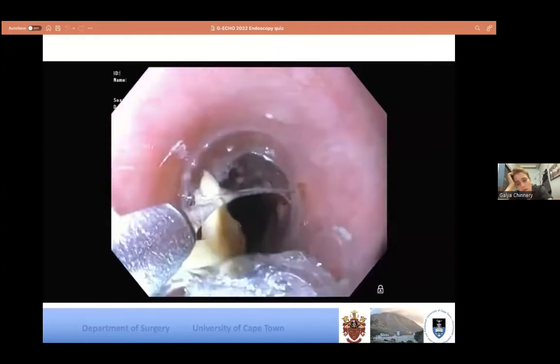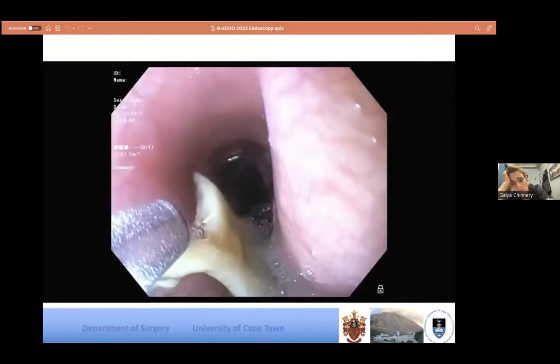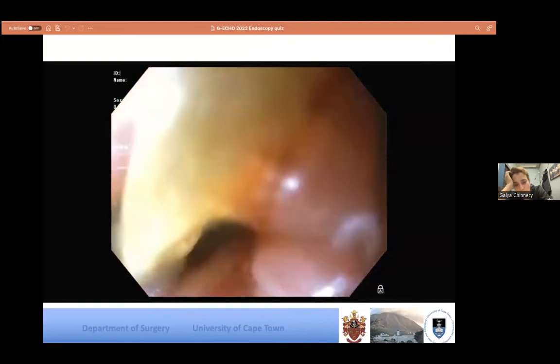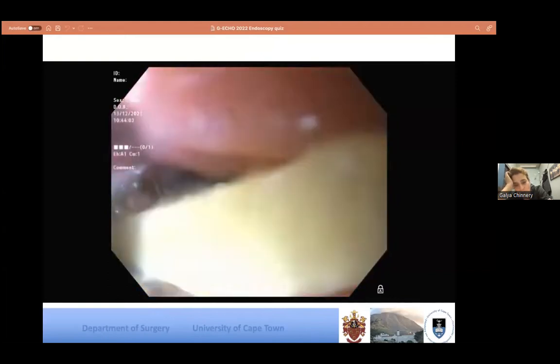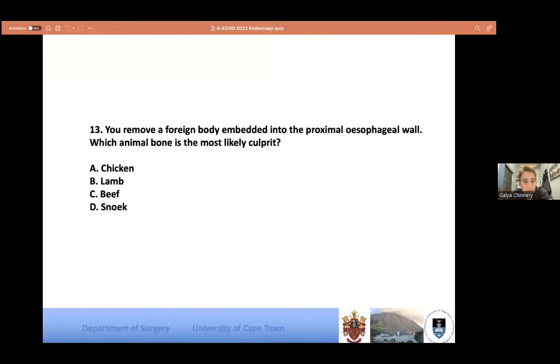I think with any foreign body removals, it's absolutely essential that you sedate the patient. You don't want them coughing and spluttering while you pull something sharp out. And depending what it is, you might even consider using a rigid esophagoscope. So there's the bit that we pulled out. So my question to you is, what is it? Chicken, lamb, beef, or snook? Take a wild guess.